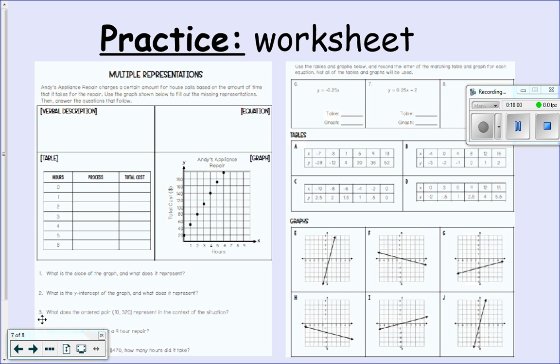All right, so this is your practice. It's very similar to what we did. The first page is the multiple representations, then answering those questions. So you're going to have more practice with that. And then on the second page, you are matching the equation with the table and the graph, okay?